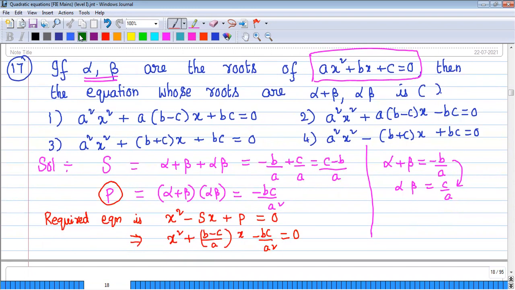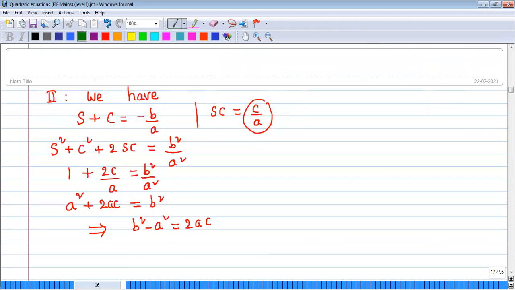So multiply with a square on both sides. Then what do you get now here? A square x square plus a times b minus c x, minus bc equals to 0. So what is the answer? What is your answer? Anybody? Option 2. Option B. Option 2. Absolutely correct.